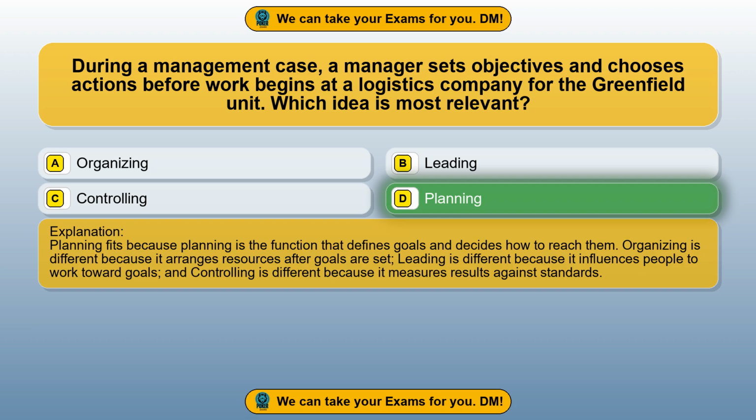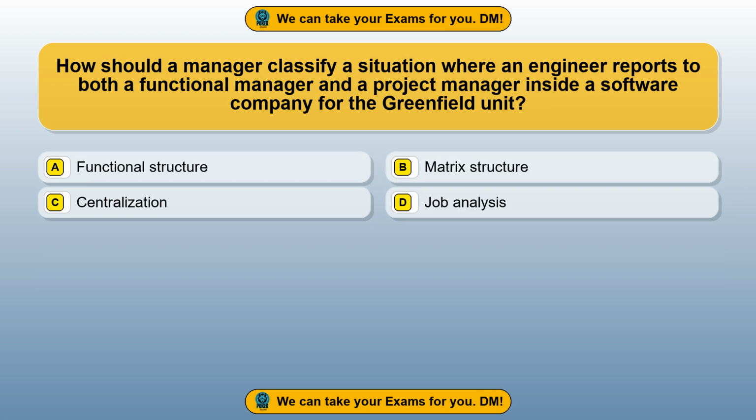Planning fits because planning is the function that defines goals and decides how to reach them. Organizing is different because it arranges resources after goals are set. Leading is different because it influences people to work toward goals, and controlling is different because it measures results against standards.